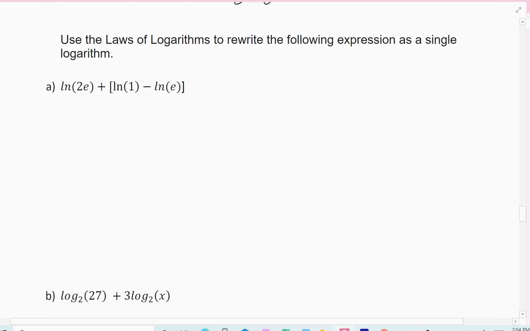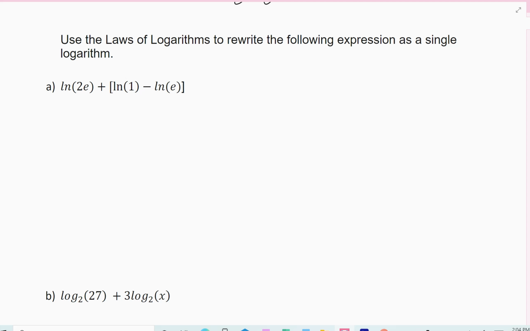Using the laws of logarithms, which, like I said at the end of the last video, is what we're going to use more of when we go to solve stuff and do applications. We're going to start with expressions where we want to get down to a single logarithm. So we're practicing the algebra of getting down to a single logarithm.